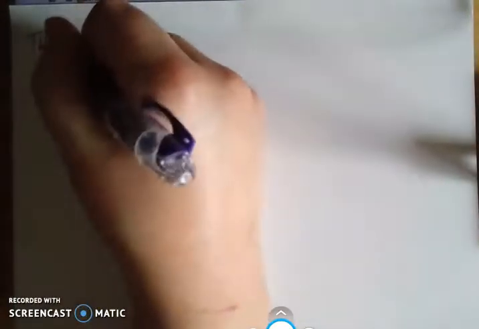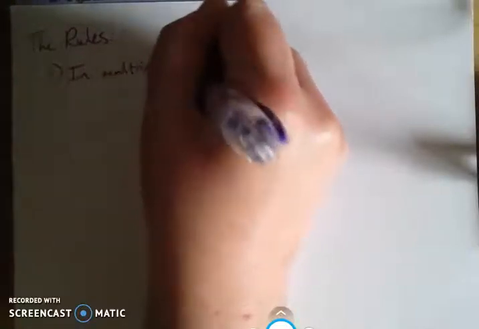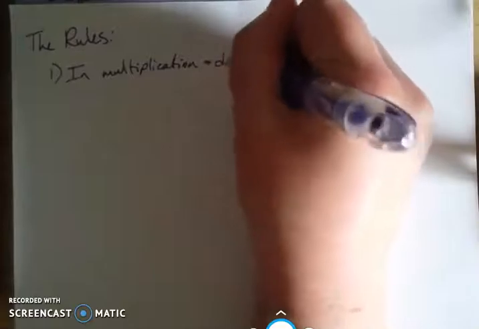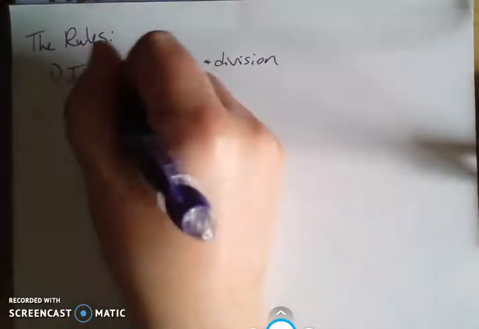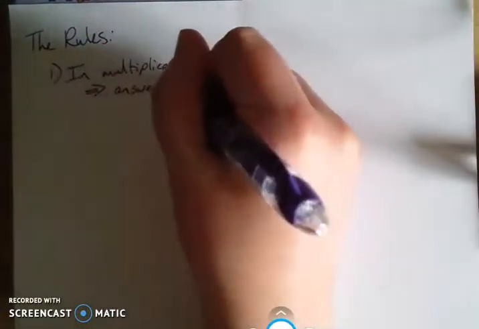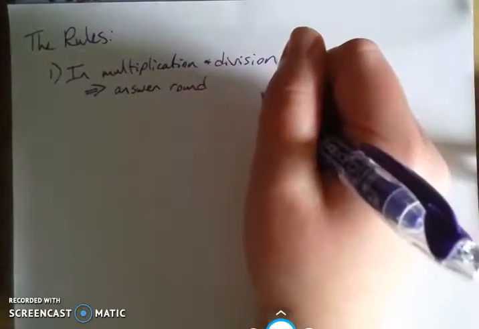Okay, so the rules for significant figures depend on the mathematical operation that's being performed. So in multiplication and division, if I'm multiplying or dividing, I'm doing a product or a quotient, then the answer that is spit out at the end of that mathematical operation has to be rounded to the number of significant figures of the least number that you put in.